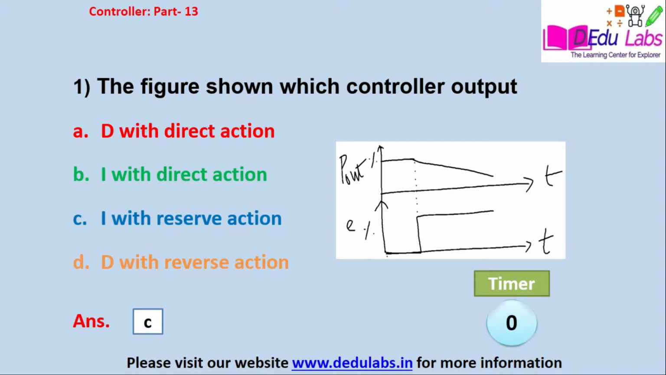So we know that the integration of 1 is nothing but t. So in this case, when you apply the step change, you receive a ramp signal, but the ramp signal is received in the decreasing direction. Okay, so it is called reverse action. So here the output is the integral controller output with reverse action. So the answer is option number C.